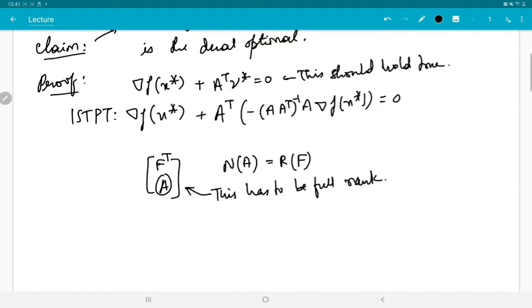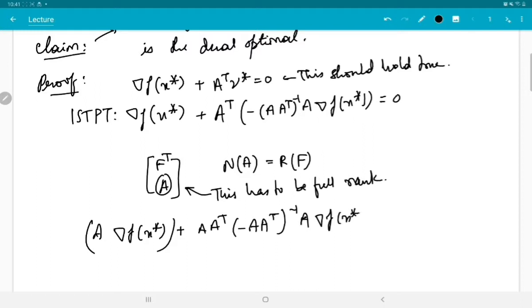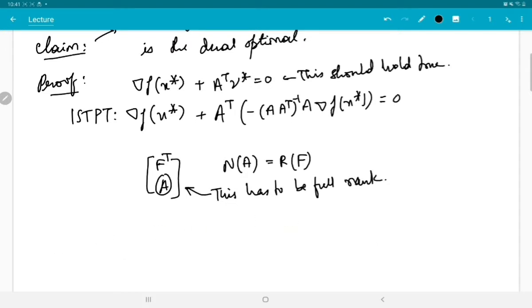So that will be a times del f(x star) plus, rather, a transpose minus a transpose inverse a del f(x star). So this is just identity, this negative sign will come here, this is just identity, so it is gone, and we are left with these two terms which are the same, so they cancel out and give 0. So this is also 0, so the bottom block is also 0.